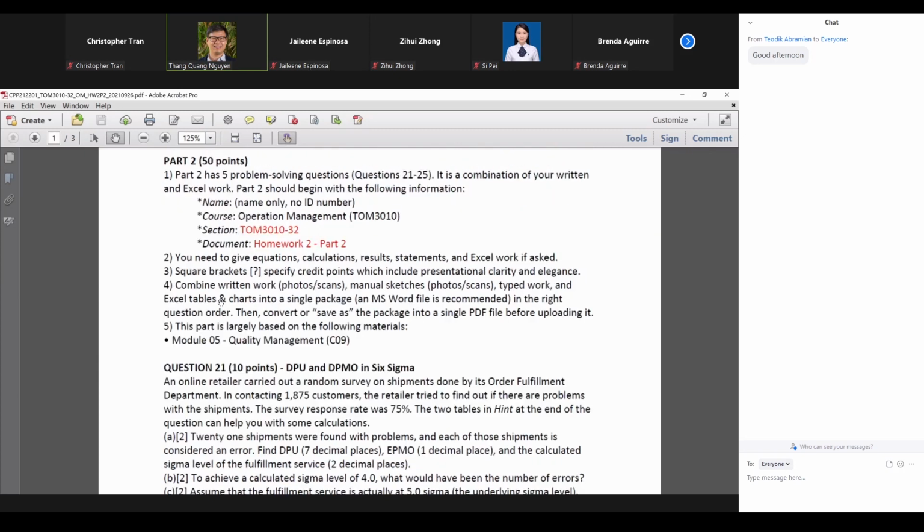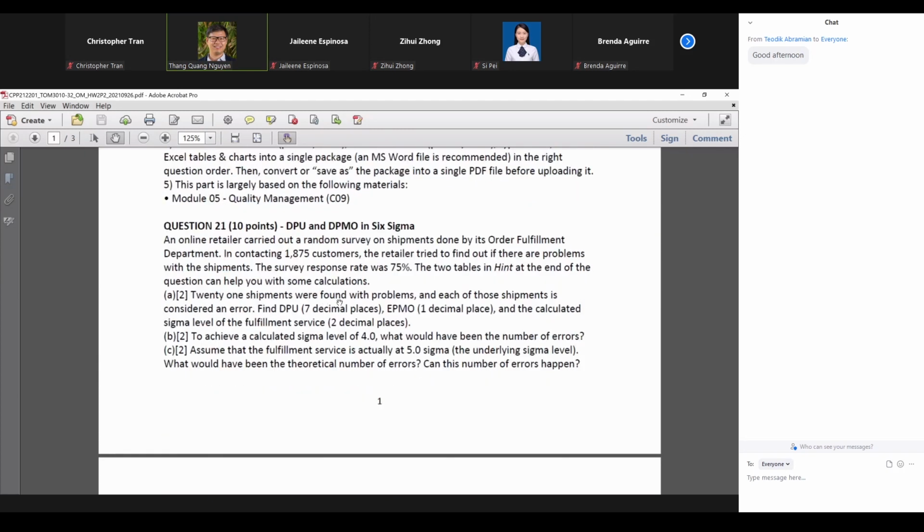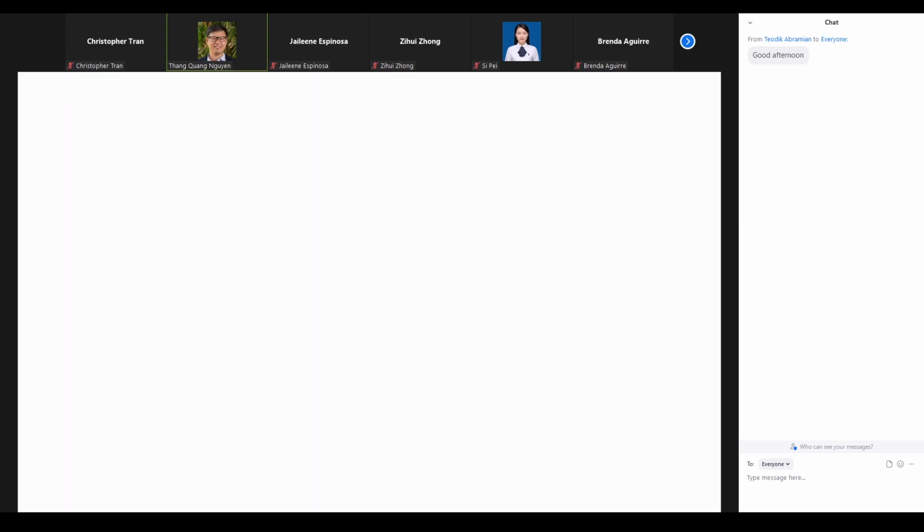All right. So 21 shipments were found with problems, and each of those shipments is considered an error. So find the defects per unit, find the EPMO, or the errors per million opportunities, right? Those are the new concepts that we learned today. And calculate the sigma level of the fulfillment service, right? So we calculate three important things here in part A. So I hope you already know the information of the question. Let me go through the question with you.